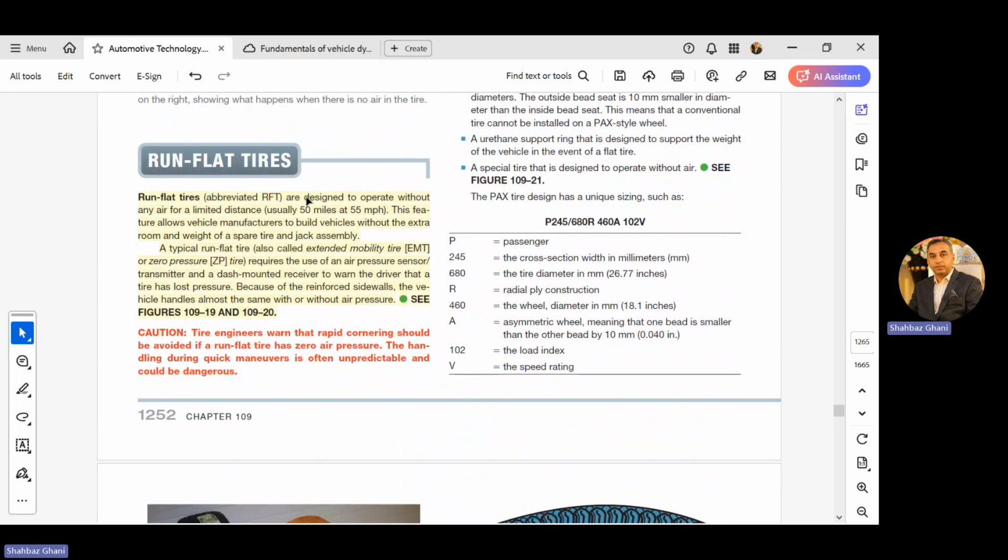Run flat tires are designed to operate without any air for a limited distance, usually 50 miles at 55 miles per hour. This feature allows vehicle manufacturers to build vehicles without the extra room and weight of a spare tire and jack assemblies. Basically, there are different types of run flat tires. Run flat tires are where we do not use air, or maybe we have solid rubber tires. So this is the explanation of this.